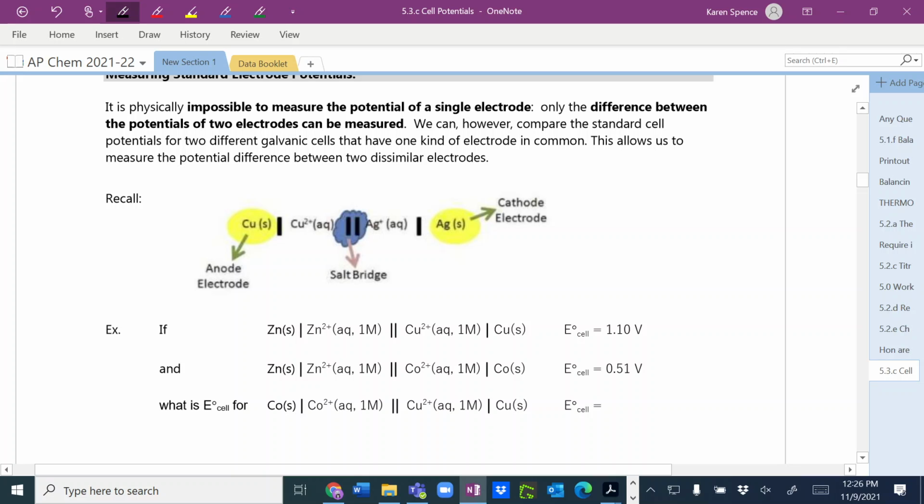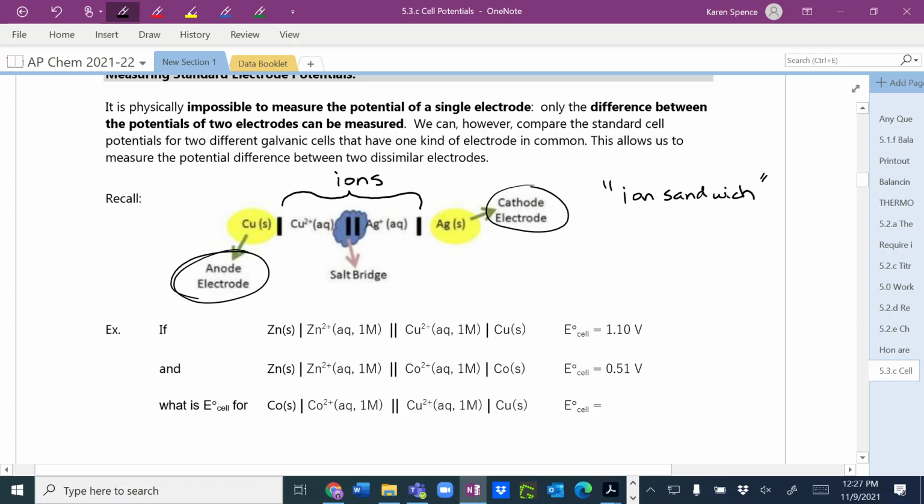So this is just a little review of the line notation for a cell. Do you remember seeing this earlier? Okay. Sometimes they call this the ion sandwich because in the middle of the sandwich there are the ions. And the stuff on the left is always the anode and the stuff on the right is always the cathode.